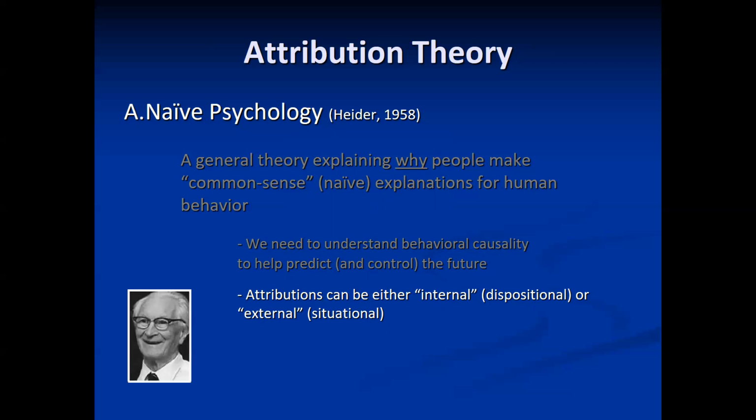For example, if you see a man wearing a mask and decide that he did so because he is considerate, a disposition, then this would be making an internal attribution. If, on the other hand, you see a man wearing a mask and decide that he did so because it was mandated by the store, a situation, then this would be making an external attribution.